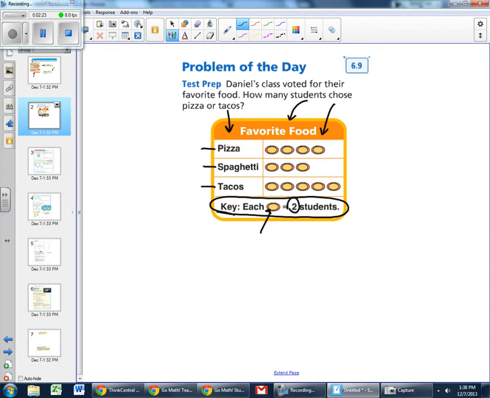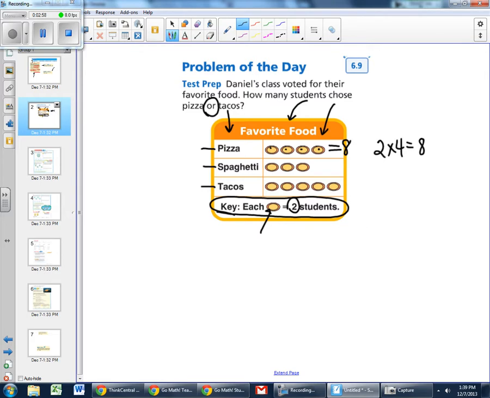Once you have picked apart that graph, and this time it's a pictograph, you can go back and look at the problem. It says Daniel's class voted for their favorite food. How many students chose pizza or tacos? So it wants to know both of those. We're going to look at pizza. Each one of these pictures stands for 2 students, so we're going to count by 2s. 2, 4, 6, 8. The math problem for that would have been 2 times 4 equals 8.